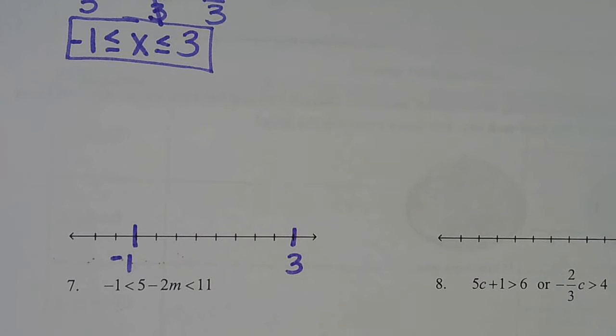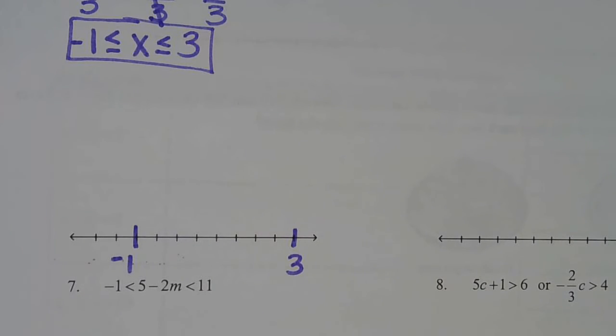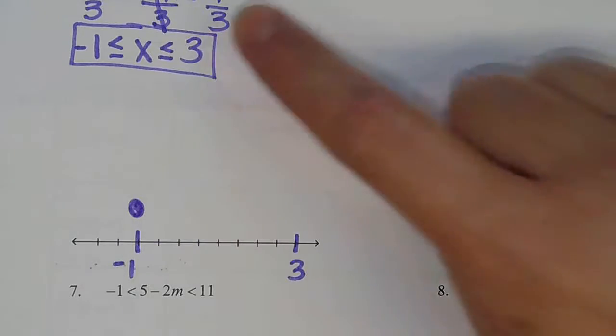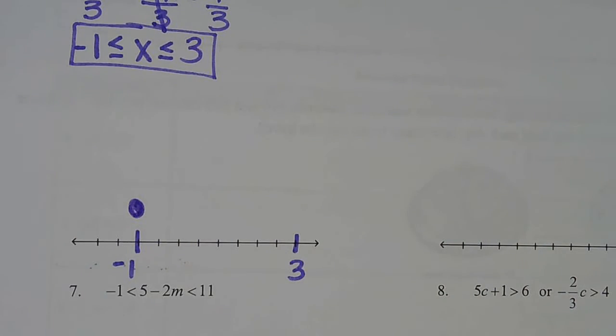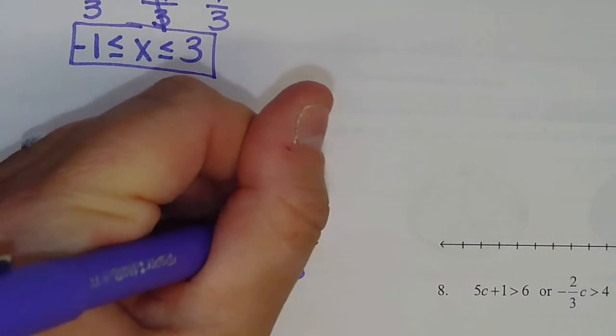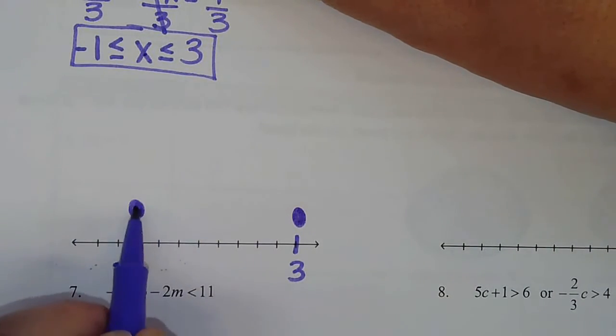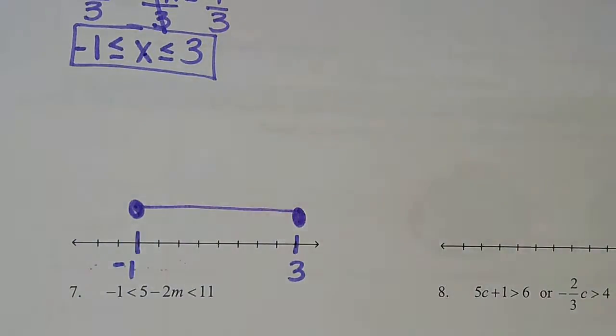Does negative 1 get a solid or an open circle? Solid because of the equal to. Does 3 get a solid or an open circle? Solid because, again, the equal sign. And because x is in between the 3 and the negative 1, you only shade, or connect the dots, in between.